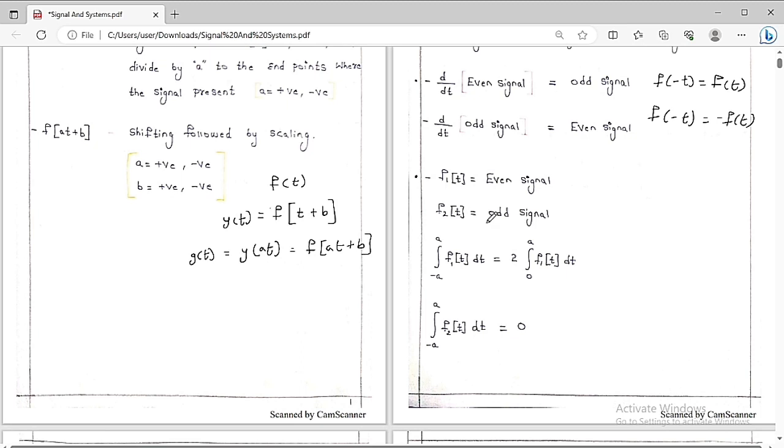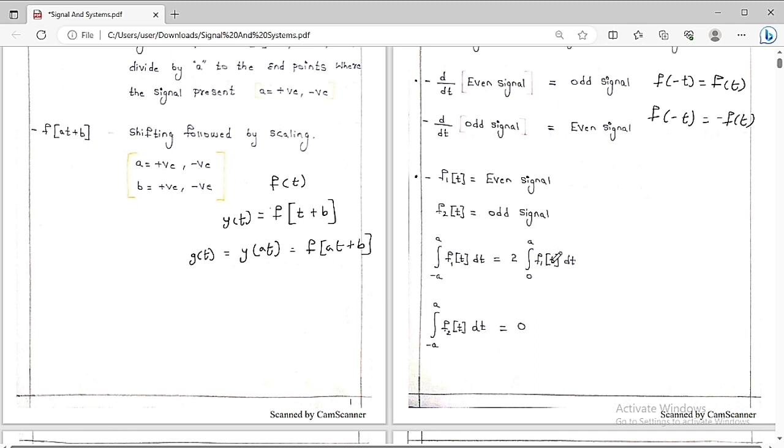Now the next property is, suppose f1 of t is an even signal and f2 of t is an odd signal, then what is going to happen? Listen carefully. The integration from minus a to a of f1 of t dt is equal to 2 times the integration from 0 to a of f1 of t dt. Because f1 of t is an even signal, instead of doing from minus a to a, I can do from 0 to a and multiply by 2, because then I get the same thing.